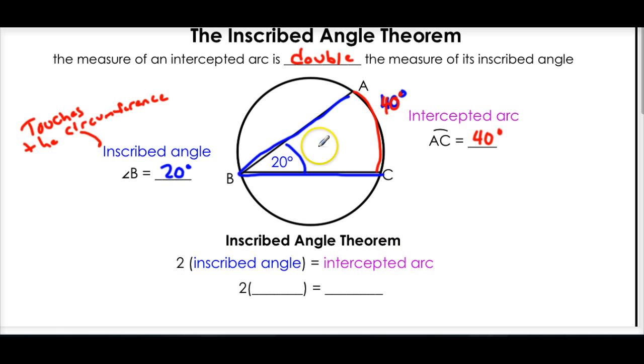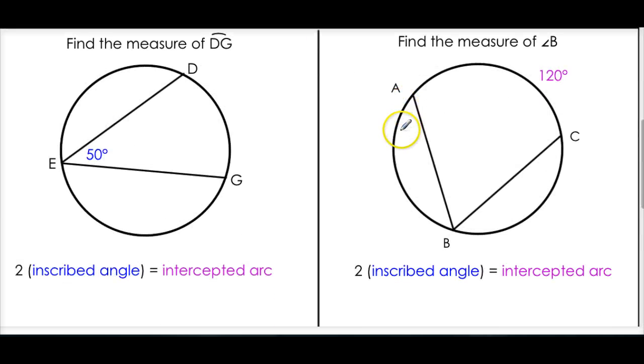So if I know the inscribed angle is 20, right, and I'm looking for AC, then I know 2 times 20 is 40, and so AC is 40. All right, so you just double it to get the outside. So let's try some practice problems with that.